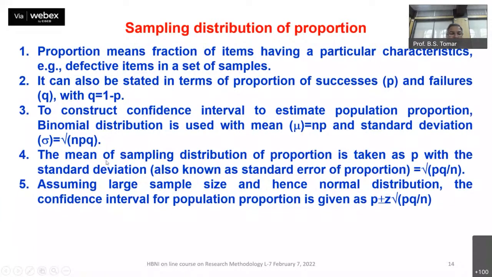So when we have a large sample size, the binomial distribution will become a normal distribution, and the confidence interval for the population proportion is given as P plus minus Z sigma. Here sigma is root PQ by N. So P plus minus Z sigma is the confidence interval for a population proportion. We will utilize this when we are reducing the sample size in subsequent slides.